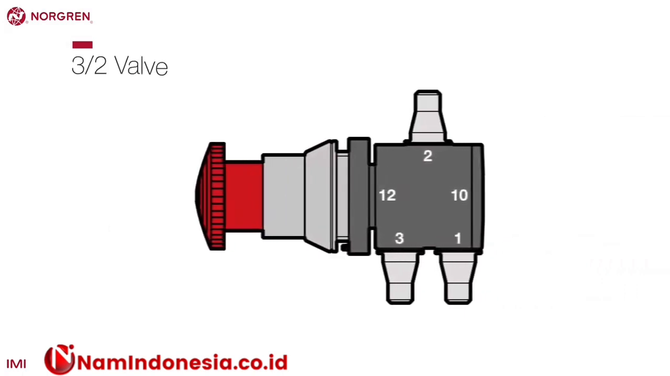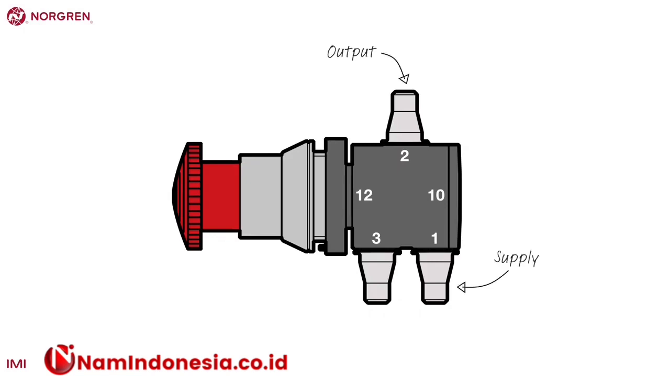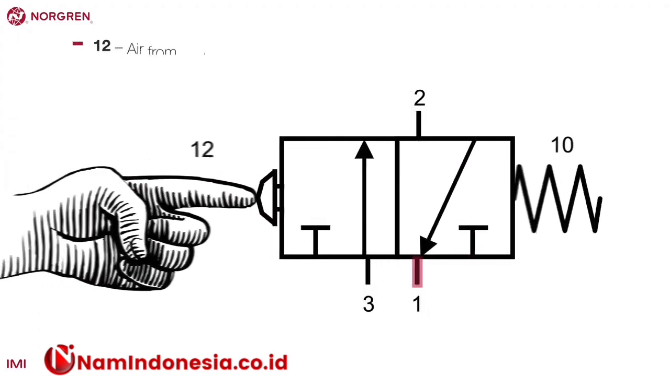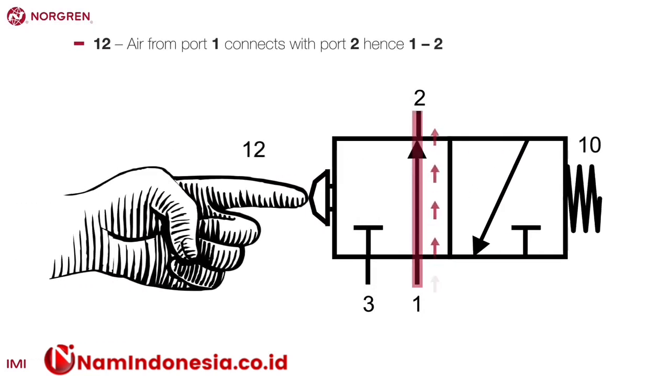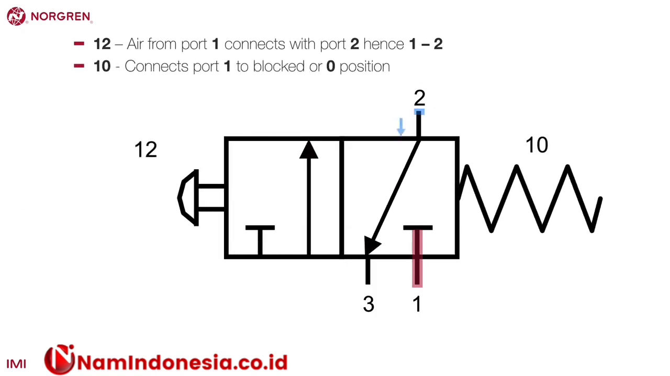A 3-2 valve has 3 ports and 2 positions. It works in a similar way to the 2-2 valve, but with the addition of an exhaust, labelled as port 3. This valve also has 1-2 and 1-0 positions. However, when in the 1-0 position, the air from port 2 is vented through port 3.